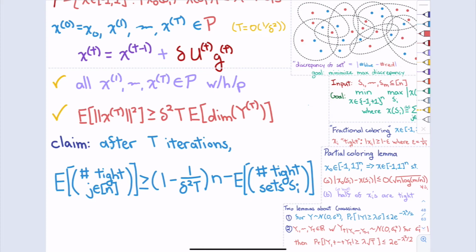So after t iterations, I want to know what's the expected number of tight coordinates. The claim is that it's at least n times (1 minus 1 over delta squared t). This is an arbitrarily small constant because t will be some constant divided by delta squared, however big a constant I want to be. So roughly n, minus the number of tight sets. This is an interesting relation in and of itself, right? Here's the thing I want to analyze, and then somehow there's some dependency on the tight sets. At a high level, does anyone want to try to guess why there is a connection between tight coordinates and tight sets?